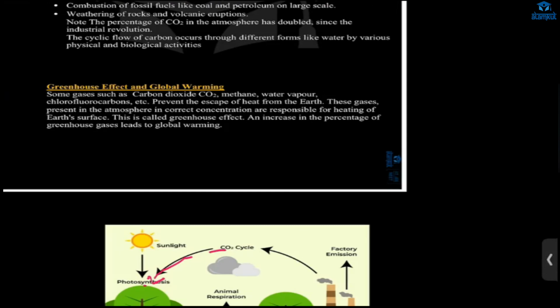The gases such as carbon dioxide, methane, water vapor, okay, and fluorocarbon, what do they do? They prevent the escape of heat from Earth. Because of this, there will be the concentration of heat on the Earth's surface. Because of that, it will be warming up, global warming, and this is called greenhouse effect.